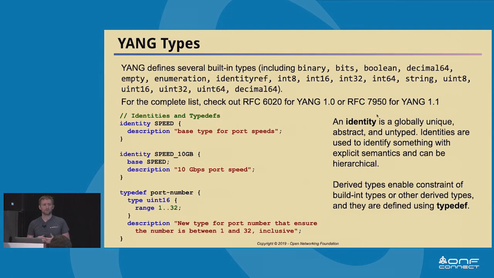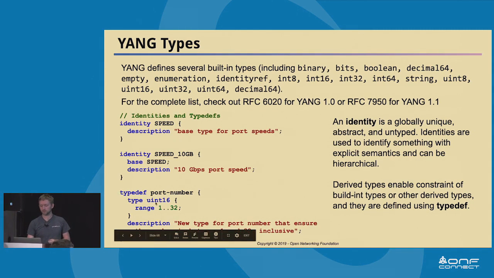But there's also a way that we can define new types. The first is identities. So identities are an abstract, untyped, globally unique specifier that means something in the context of networking. So for example, we can have a speed identity, which is our base type for port speeds. And then we can also have instances of that, like speed 10G, which means this is a 10G port. So the semantics of these identities, again, are going to be described in text, usually English. And these can be used throughout our models that we have.